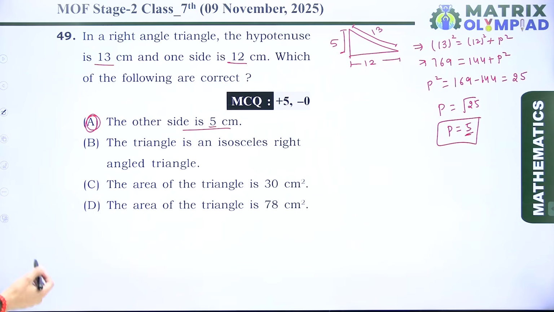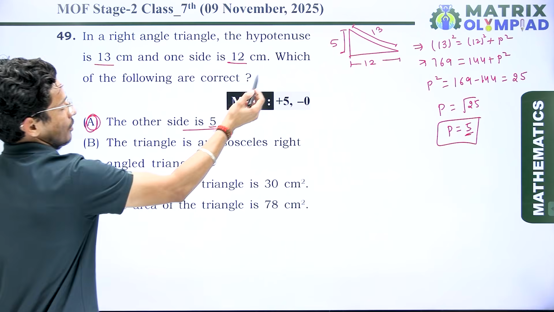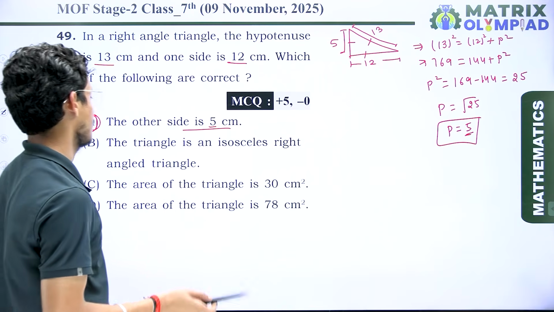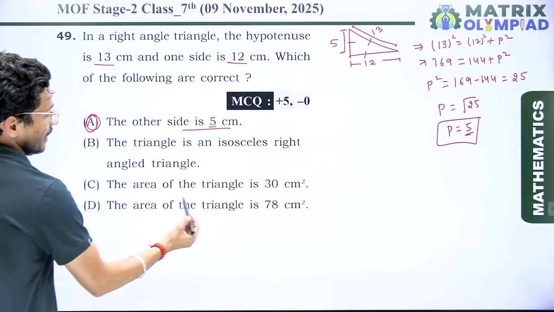Next, the triangle is an isosceles right angle triangle. No, all three sides are different. So this is a scalene triangle, not an isosceles right angle triangle. Okay, the area of the triangle is 30 centimeter.